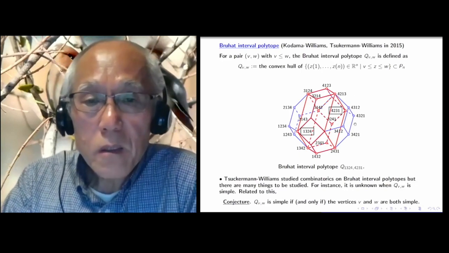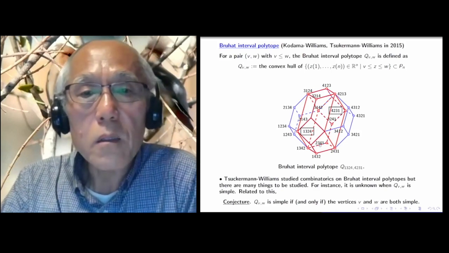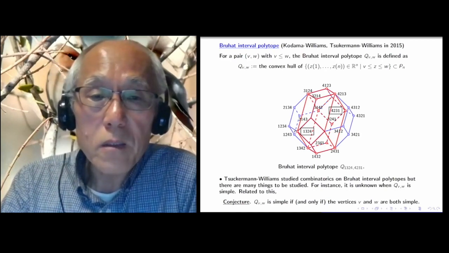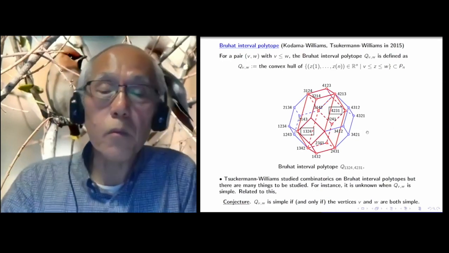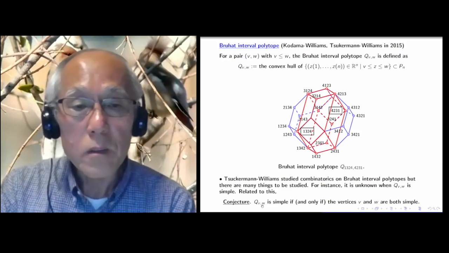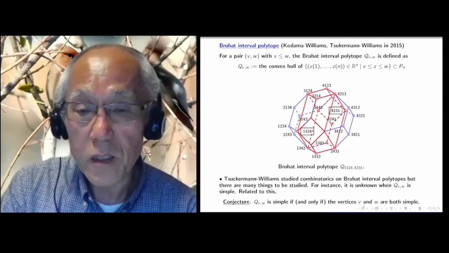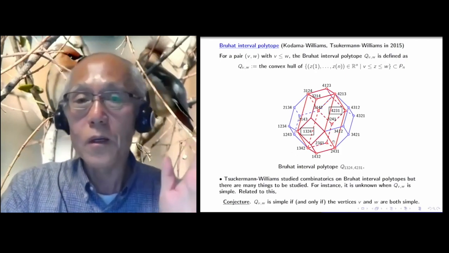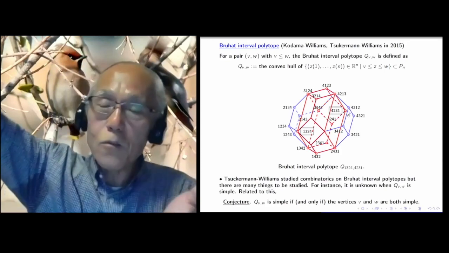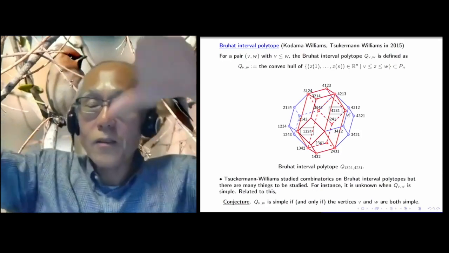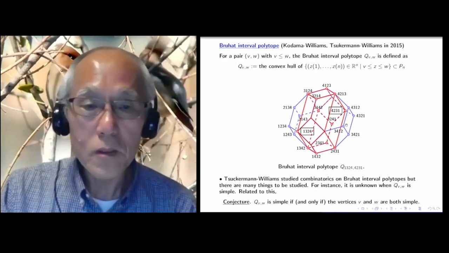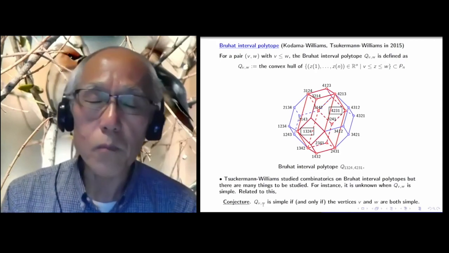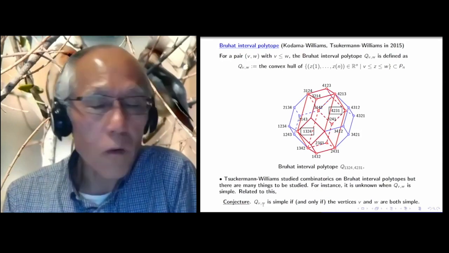So look at this one. This is not a simple polytope. For instance, look at this vertex. This is a three-dimensional polytope, but there are 4 edges emanating from this vertex, so this is not a simple polytope. But we have a conjecture that a Bruhat interval polytope is simple if and only if the vertices B and W are both simple. B is in some sense the bottom, and W is the top point. If these 2 points are simple, then the other vertices must be simple too. This is our conjecture, and we checked it for Bruhat interval polytopes of small dimension, I think up to 4 or 5 dimensions.